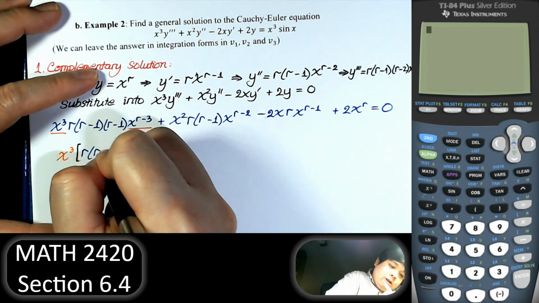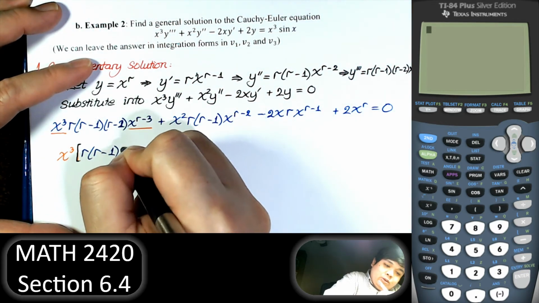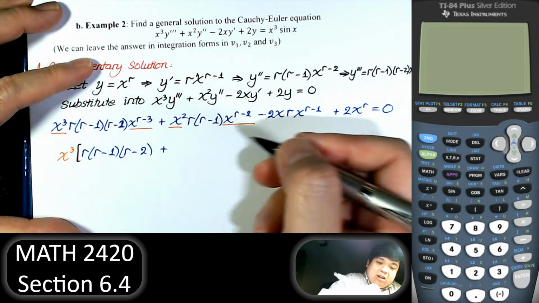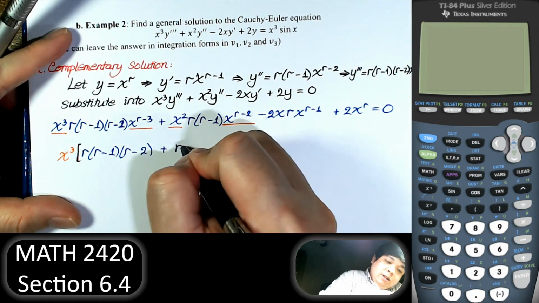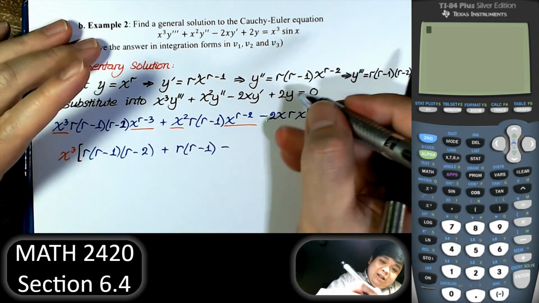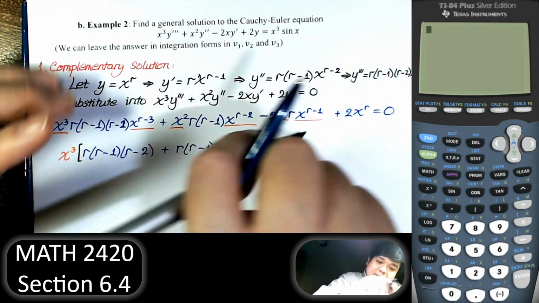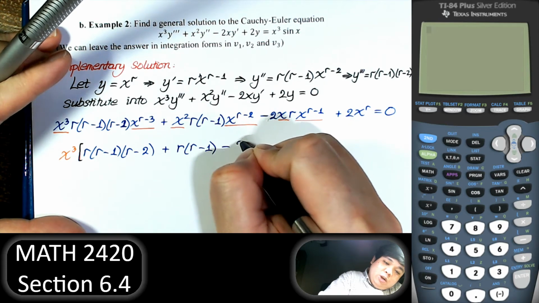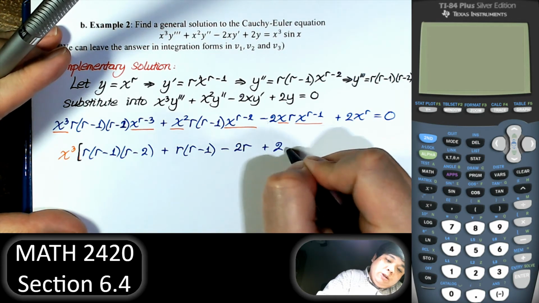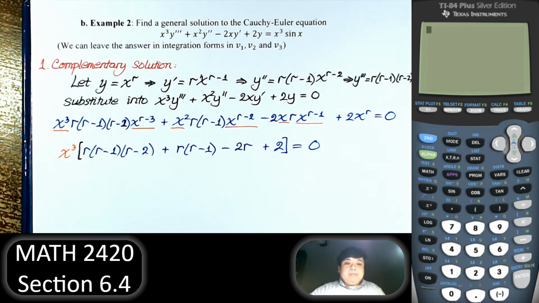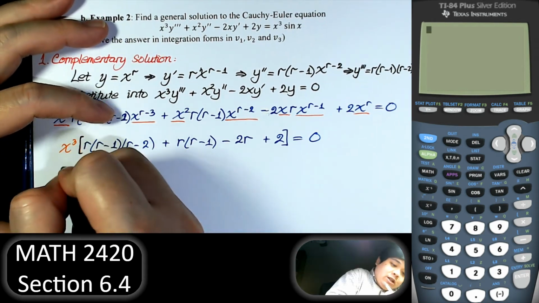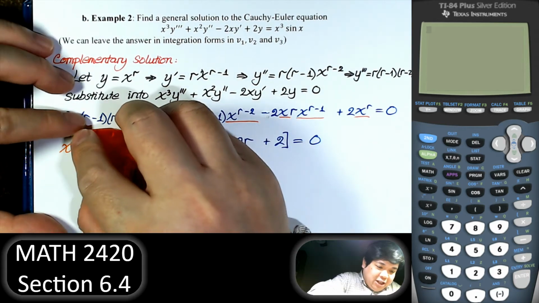We have r minus 1, r minus 2 plus, now this common factor, we have r minus 1 left. And then we have minus 2r plus 2 equal to 0. So factor out x to the r on all of them. Now multiply them out. Should be x to the r.